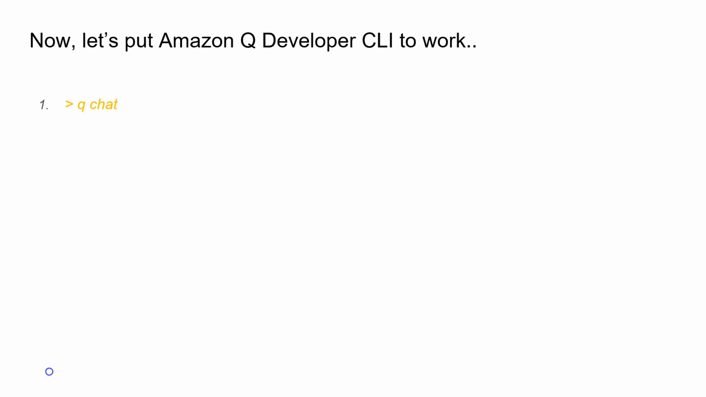So the first thing we'll do is q chat. Now in this case, because we also want to deploy this application into our AWS account, Q CLI needs to know how to access your AWS account. It can do that using different methods, but the simplest method is to use AWS CLI, right? Which is different from Q CLI.